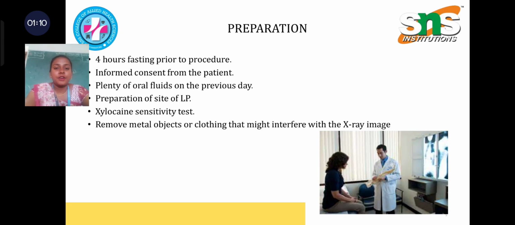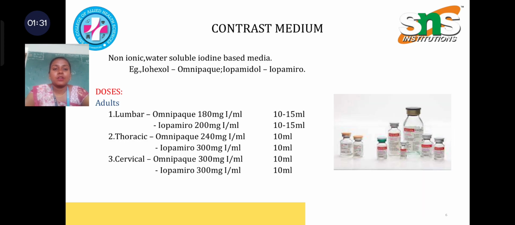Preparation: 4 hours fasting prior to the procedure, informed consent from the patient, plenty of oral fluids on the previous day, preparation of site of lumbar puncture, xylocaine sensitivity test, removal of metal objects or clothing that might interfere with the X-ray image. Contrast medium: non-ionic, water-soluble, iodinated contrast media.